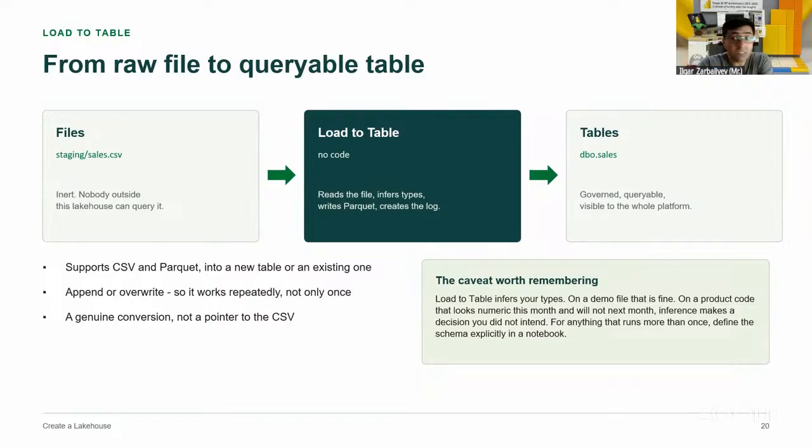In the middle, Load to Table. You select a file, choose Load to Table, name your table, and confirm. The dialog will ask about the header row and the separator. And if you are loading into an existing table, it will ask whether to append or overwrite, which is how you would use it repeatedly rather than once. And it's worth being clear about what happens next, because it's a genuine conversion, not a registration. Fabric reads the CSV, infers the types, writes Parquet files, and creates the transaction log. It's building a real Delta table.